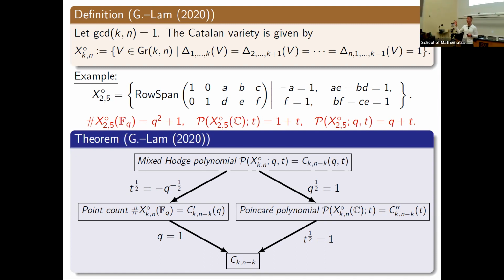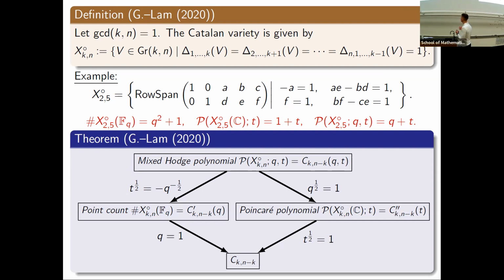Any other questions? All right, so the grid quivers are not mutation equivalent because the corresponding rational QT Catalan numbers are different. And now let me try to discuss some consequences of this theorem. First of all, going back to this example here, the point count turns out to be equal to q squared plus 1. And the Poincare polynomial is just given by 1 plus t.